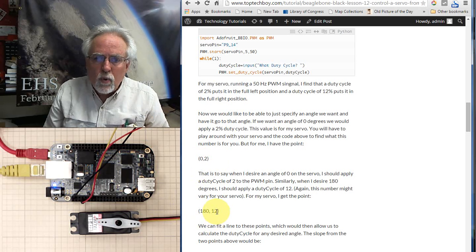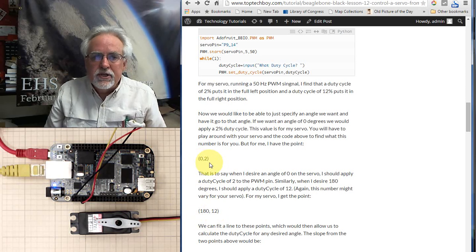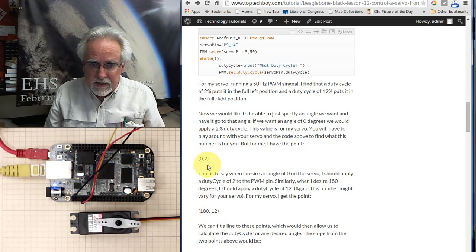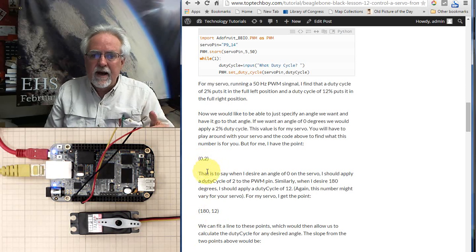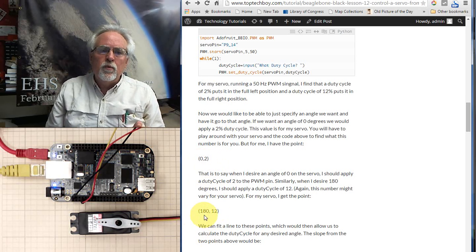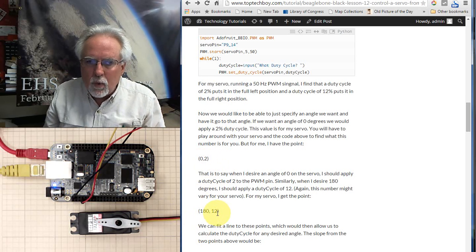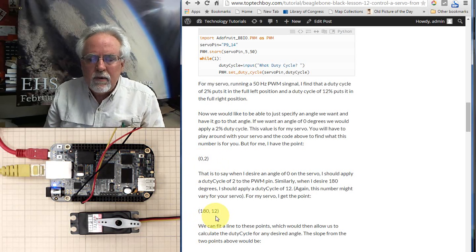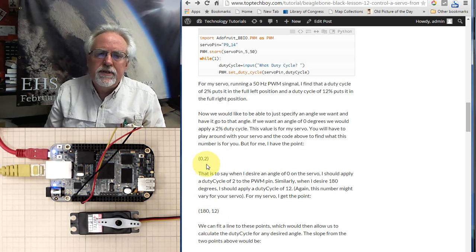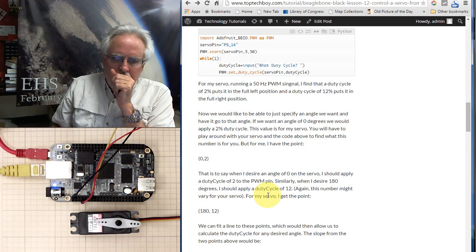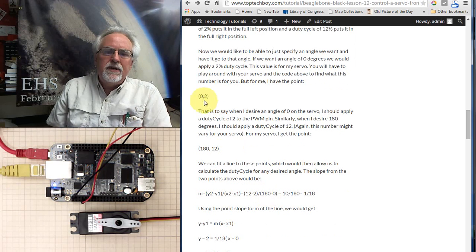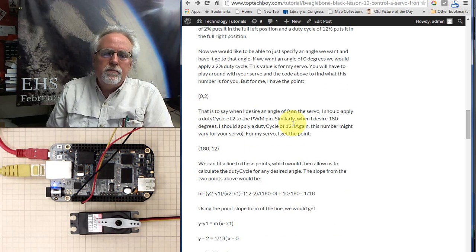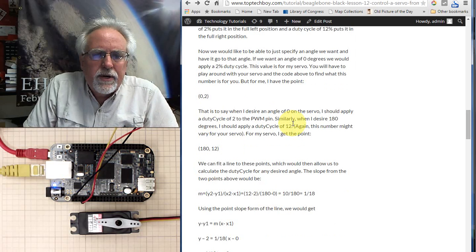On your 2 points, it will be 0 something. It might not be 2, but it's 0 something, that number you just figured out. Your second point will be 180 something, whatever it was that you just figured out. Mine's 180,12, yours will be 180, whatever you figured out. Once you have that, we need to draw a line between those two points. And so we got to calculate the equation of the line.